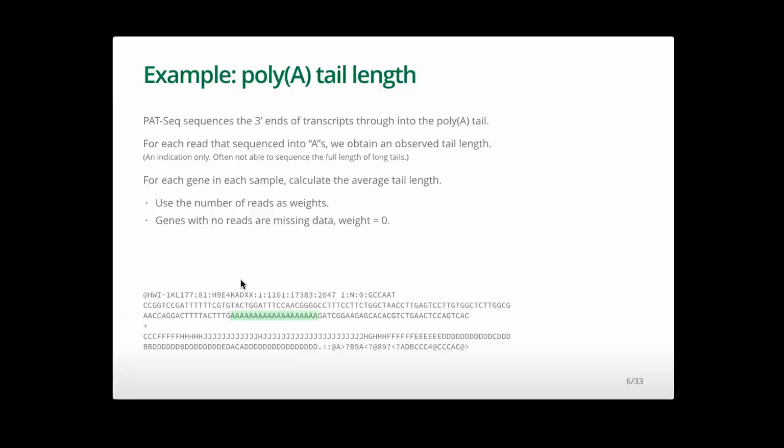So each read belongs to a sample, and we can also align it to the genome and assign it to a gene. So for each gene in each sample, we can average the tail lengths, and that's going to be the data in our matrix. And then, at least as an initial set of weights, we could use the number of reads involved in each of those averages.